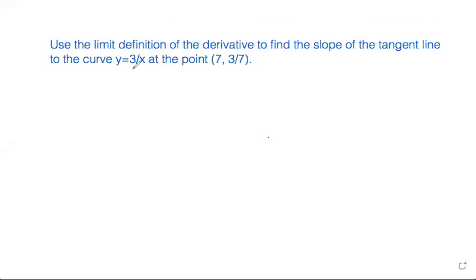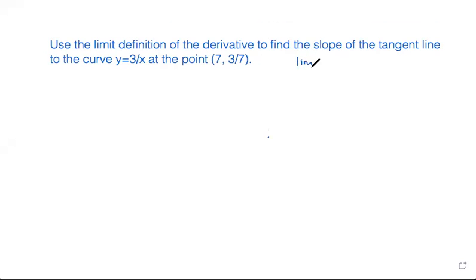So this problem is to use the limit definition of the derivative to find the slope of the tangent line to the curve y is equal to 3 over x at the point 7, 3 over 7. So first of all, we need to use the limit definition of the derivative.